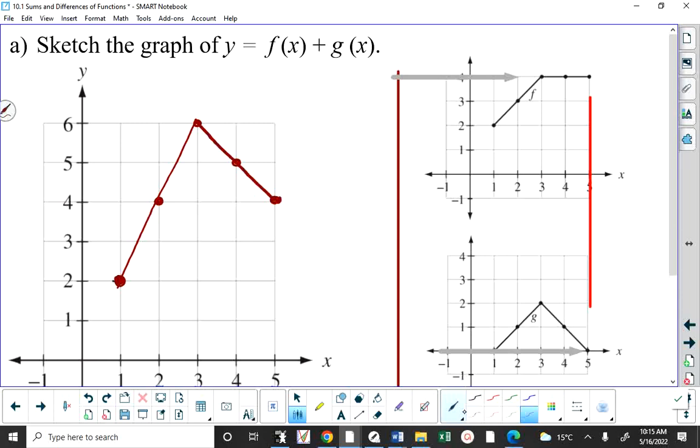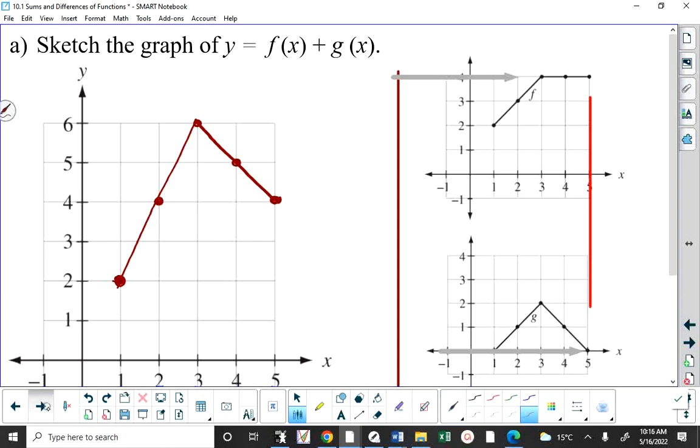And I'll just tell you right now, if I didn't give you a grid, and I said to you, what is the range of f plus g? This is what you would have to do to see what the range is. You cannot wrap your head around it. The range is 2 to 6. And there's no easy way to do that.